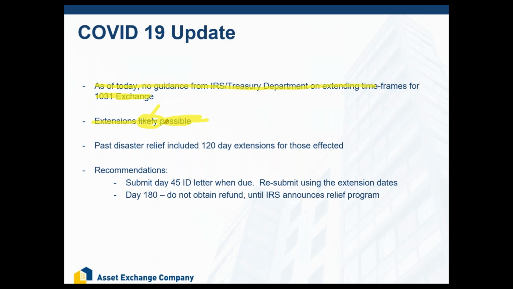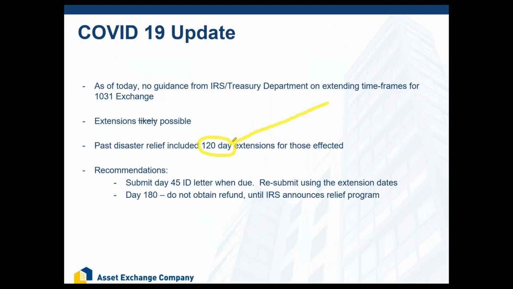I'm hoping that when they do, they're going to say, yeah, absolutely, we're going to give extensions to people affected by the coronavirus who are in a 1031 exchange. Now, in the past, they have given relief that included 120-day extensions on the timeframes. That has been for the hurricanes and for the wildfires. If you were directly affected by a natural disaster, the government came in and said, we're going to give you more time. In the past, it was 120 days.